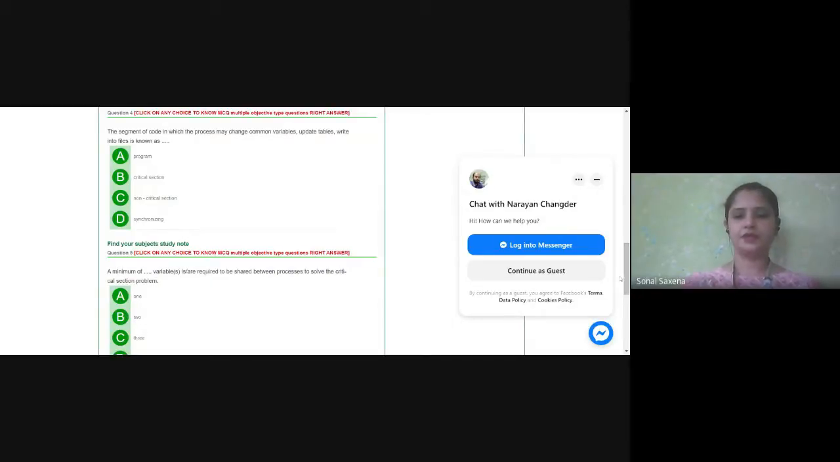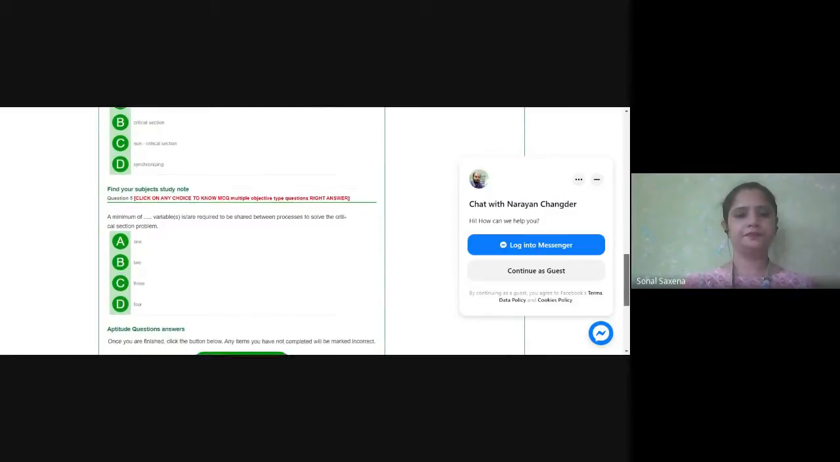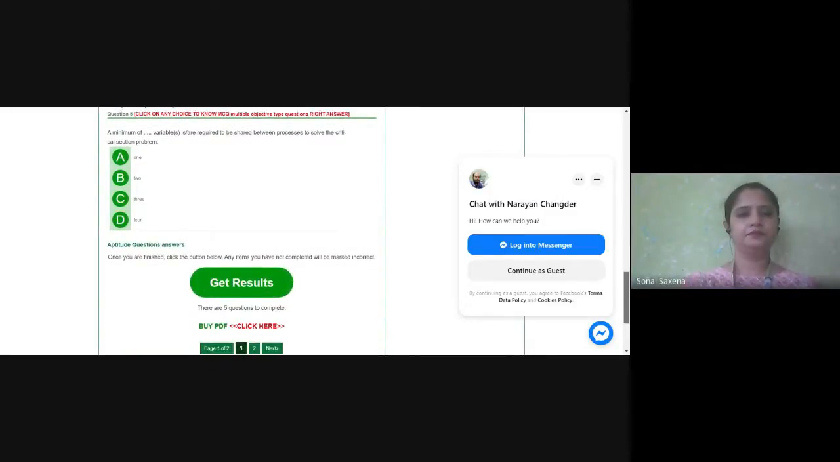Now let us just see what is question number five. A minimum of dash variables are required to be shared between processes to solve the critical section problem. So, how many variables are required to be shared between processes to solve the critical section problem?